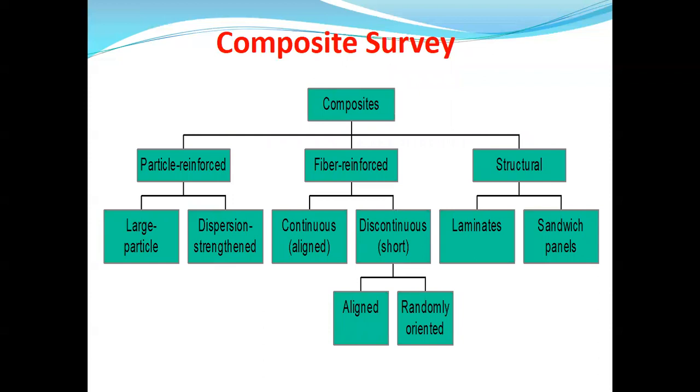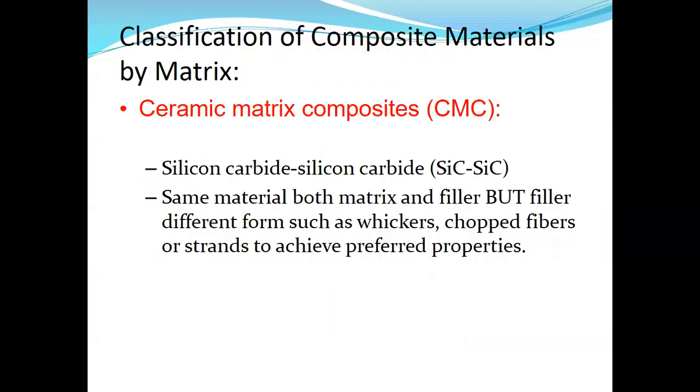Composites are mainly classified into particle reinforced, fiber reinforced, and structural. Particle reinforced includes large particle and dispersion strengthening. Fiber reinforced means continuous and discontinuous. And structural means it is classified into laminates and sandwich panels. Discontinuous means aligned and randomly oriented.